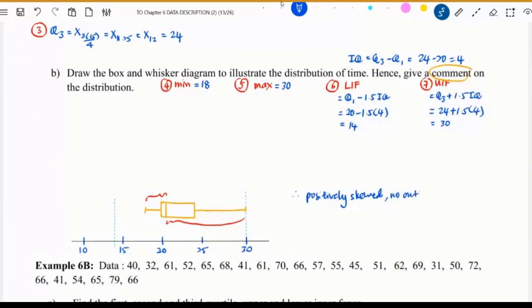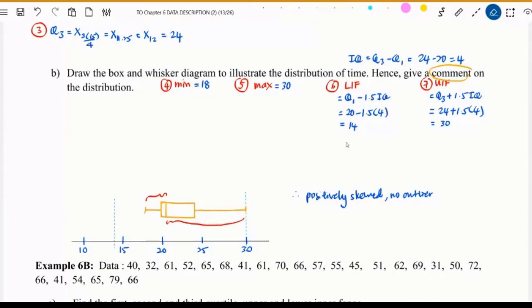Okay, just in case tiba-tiba dekat sini ada ini. Ada satu data terkeluar daripada pagar. So bila terkeluar daripada pagar, kita akan ada outlier. Okay, alright. So that one for the example 6A. Are you okay so far?